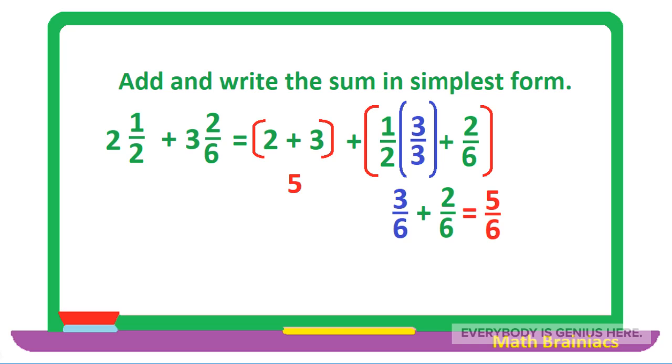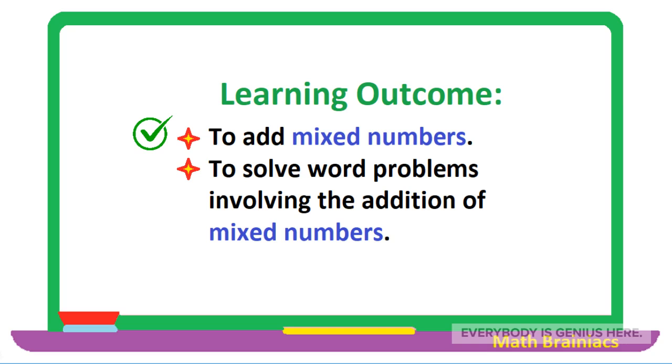And it will give us 5 over 6. 5 and 6 do not have any same factor. So, 5 over 6 is already in its simplest form. Appropriately, we can add now the whole number and the fraction. Therefore, 5 plus 5 over 6 will give us 5 and 5 over 6. It is easy, right? In this regard, we have learned how to add mixed numbers.